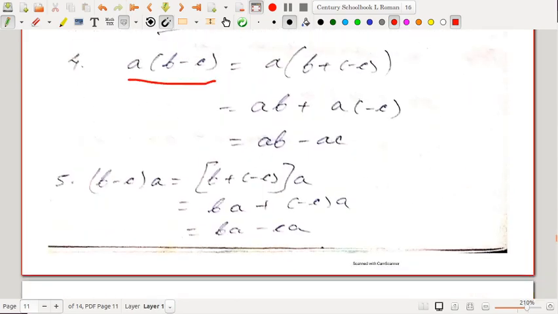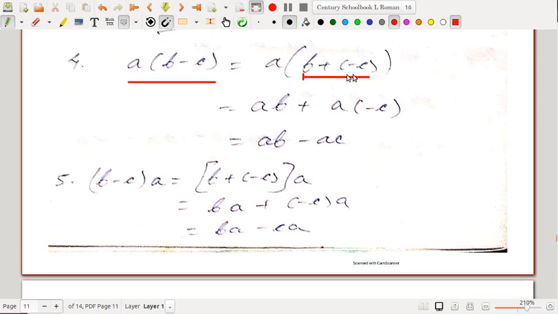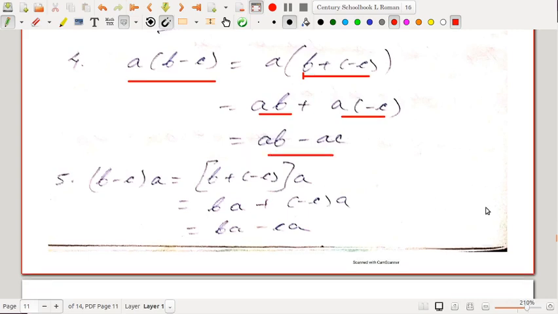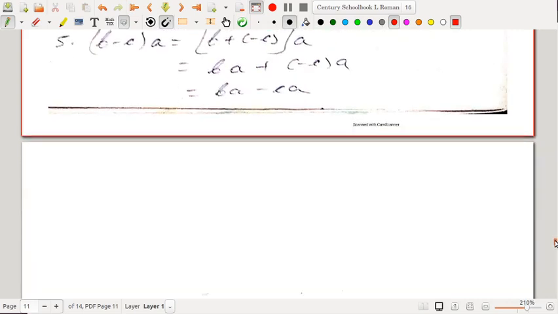a into b minus c. What is b minus c? b minus c is nothing but b plus minus c. Then apply the distributive property: a dot b plus a dot minus c. But we have already shown that a into minus c is same as minus ac. So it's ab minus ac. Okay, so this is also similar. Number 5 is also similar.